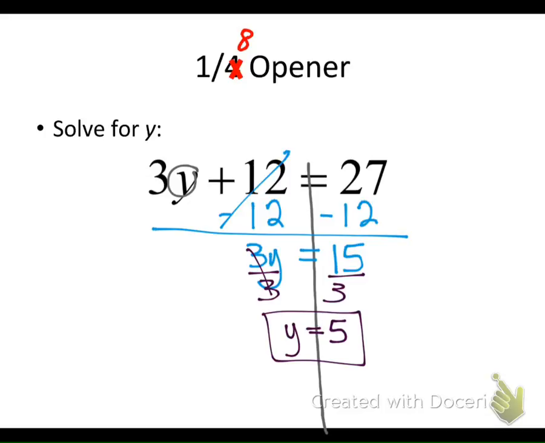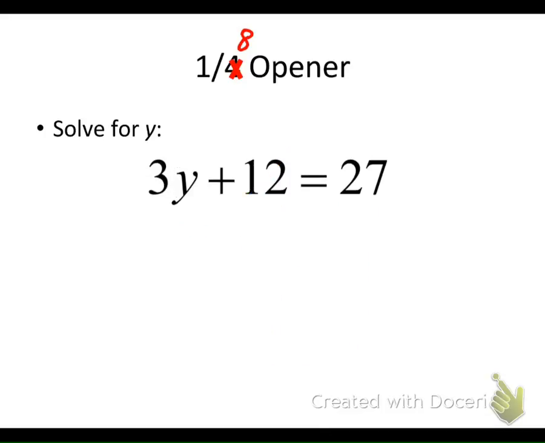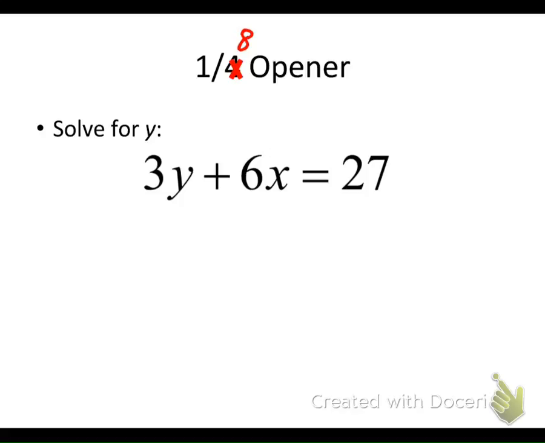So that's first semester stuff. Now let's move on to second semester stuff. So here we have two variables. The variables are different. Now the directions say solve for y. So that's the variable I'm going to circle. That's the variable I'm solving for. My goal then is to get that variable by itself.